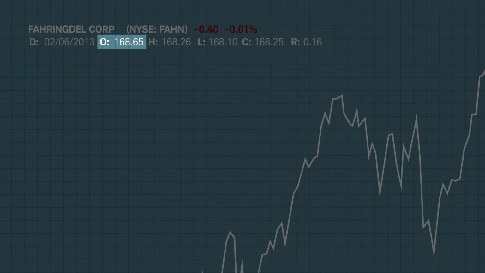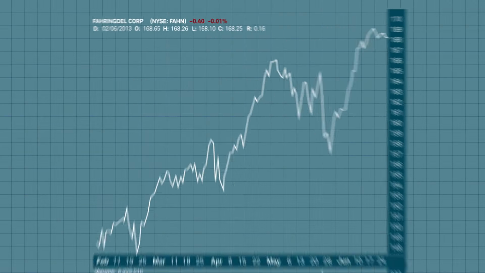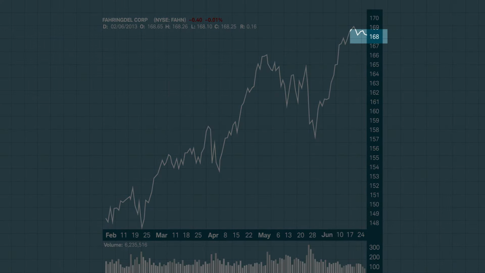The opening price is usually labeled open, or it might be abbreviated as O. This is the stock's price at the market's open. The highest price the security reached is labeled high, or H. The lowest price the security traded at is labeled low, or L. The difference between the high and the low is the range, which is labeled range, or R. The security's closing price is labeled close, or C. The closing price is typically the value shown in the line graph.